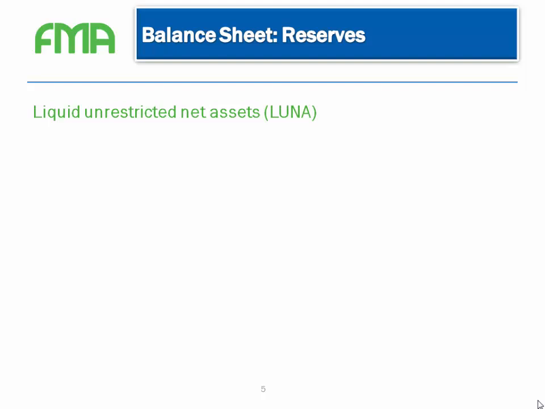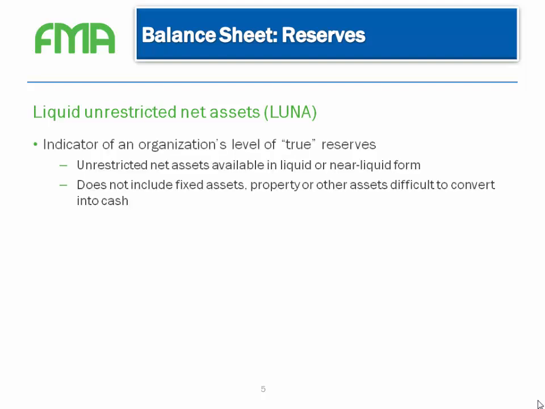And you'll see on the screen another term that we at FMA use for this is LUNA. When we think in terms of our financial reserves, we are really talking about our LUNA, our liquid unrestricted net asset number. This is an organization's level of true reserves, the money that it can tap into to pay expenses, to use for working capital, to invest in new programs or opportunities, to weather potential downturns. That does not include the value of fixed assets like our building or our property.